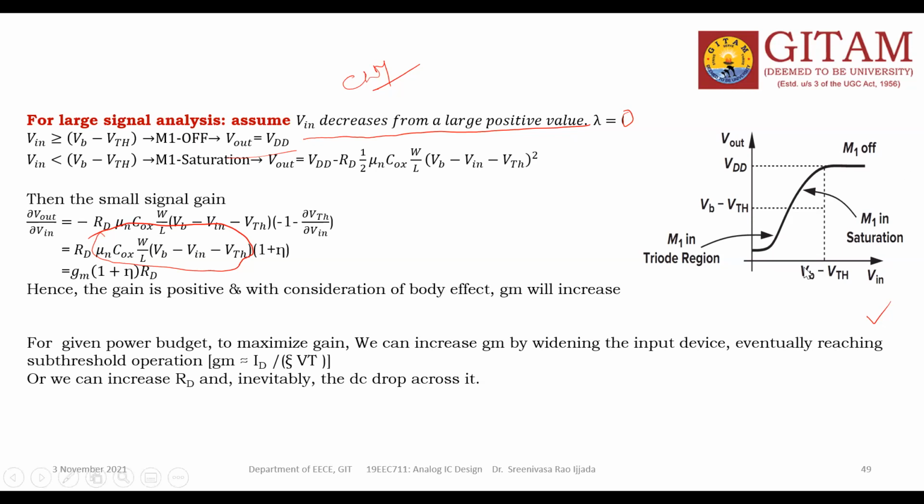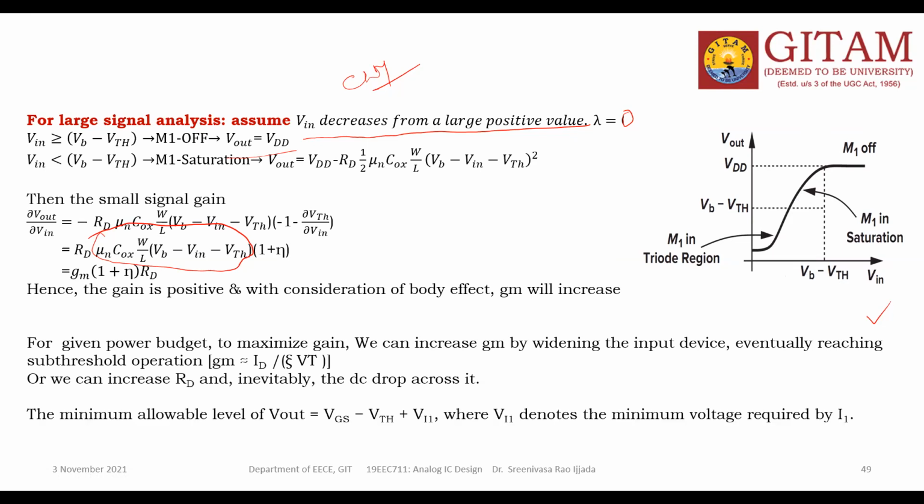If your input voltage keeps decreasing deeply towards the left-hand side, what happens? Your device goes from off to saturation, then from saturation to the triode region. It falls into the triode region. In the triode region, what is the current? Without scaling, you'll get that current.